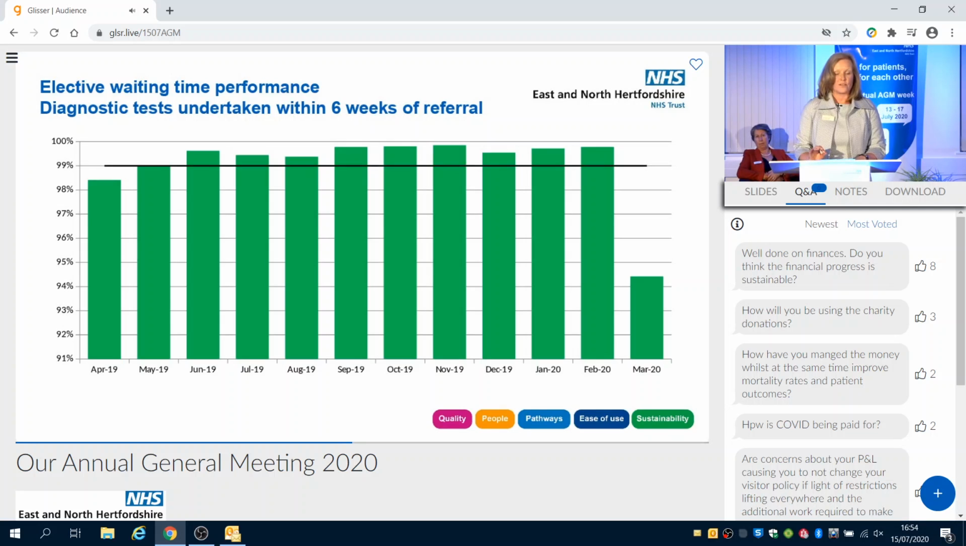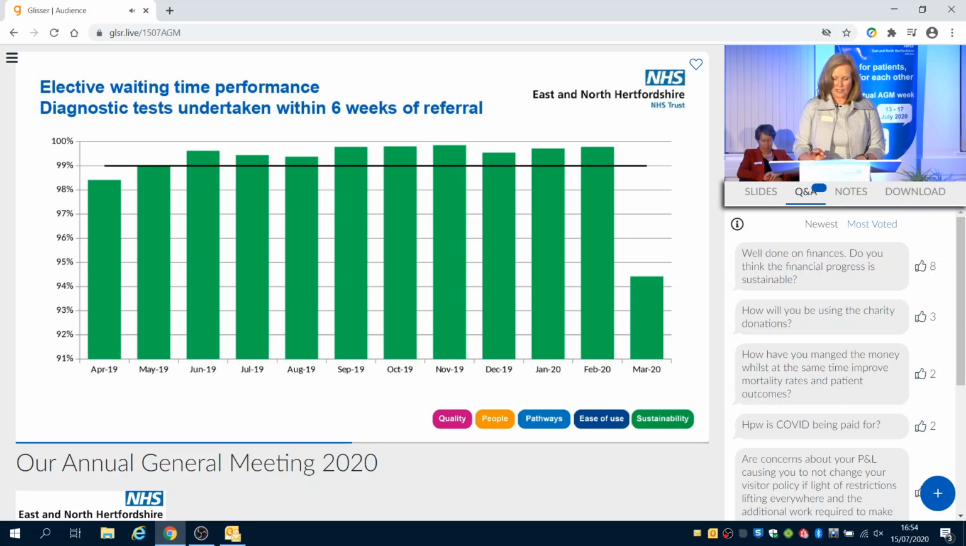Lastly, this isn't one of the 3 big performance targets, but it is an incredibly vital service. This is Diagnostics, and it is also a good news story for improvement, demonstrating compliant levels of performance above 99% since May 2019. The only reduction in performance is seen in March 2020 as a result of all routine diagnostics being cancelled due to COVID.